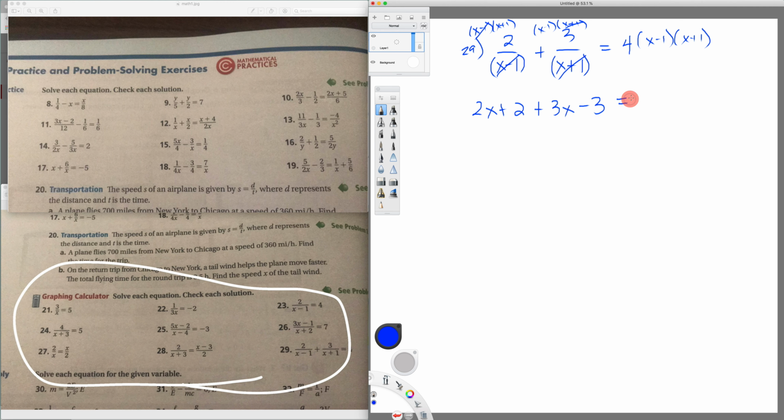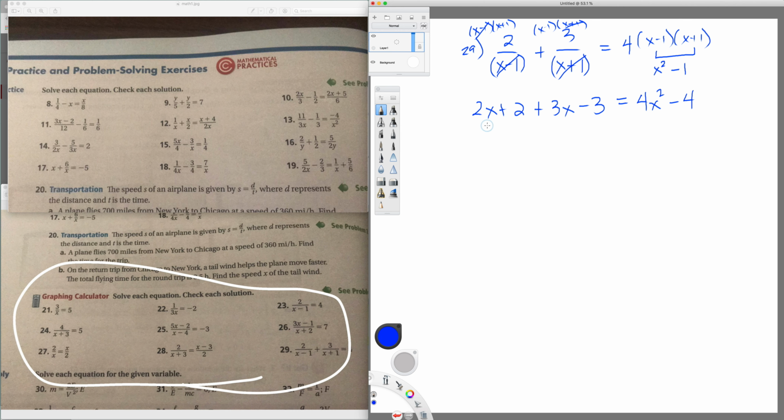Over on the right side, these two are conjugates. So this part's going to be x squared minus 1. X times x, 1 times 1 with a minus sign. The outside and inside will cancel. But then this 4 gets multiplied by both these. So this is going to be 4x squared minus 4. And we have a lovely quadratic situation here.